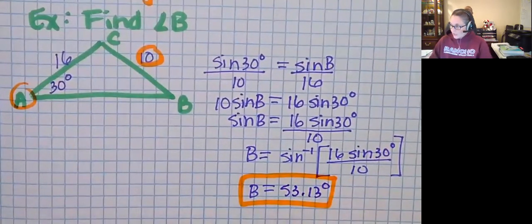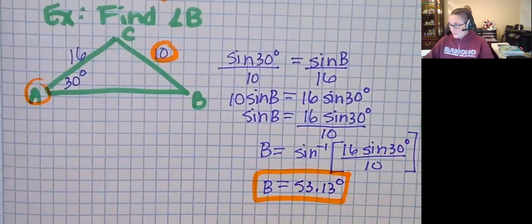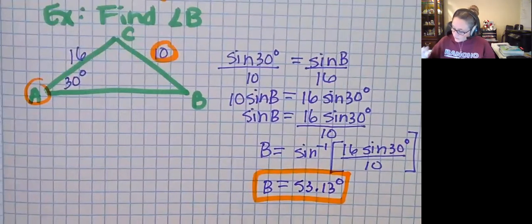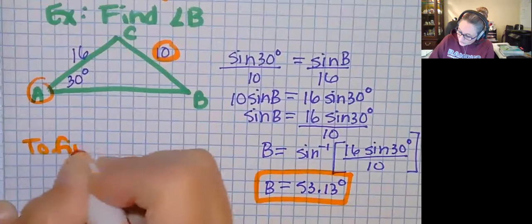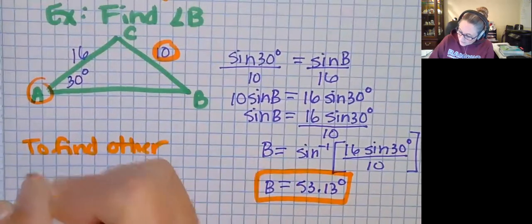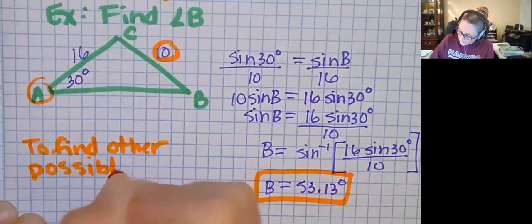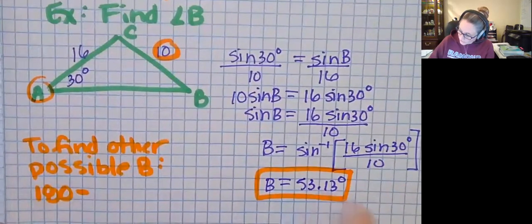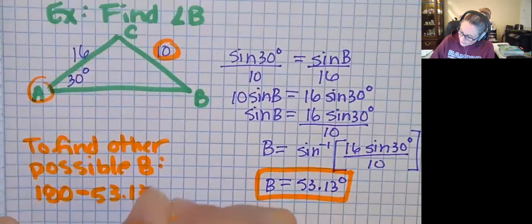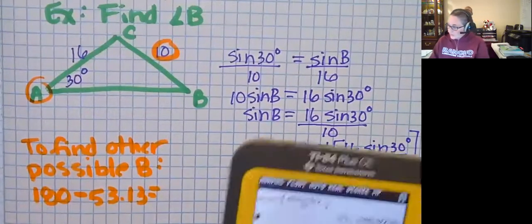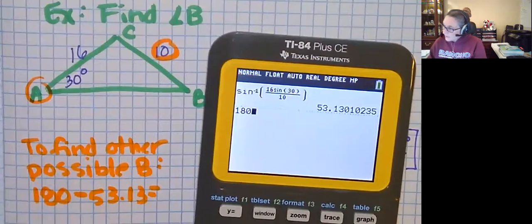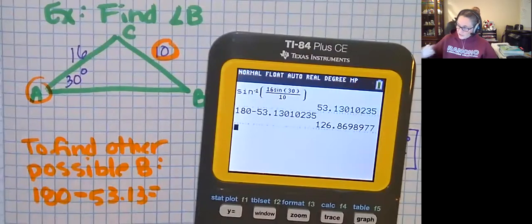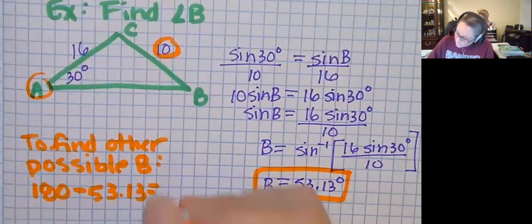Now, to find the other possibility, what you're going to do is you're going to take this angle that you just found and go 180 minus it. So to find the other possible B, I'm going to take 180 minus what we just found here, which is 53.13. And when I do that, okay, 180 minus 53.13, and I end up with 126.87.